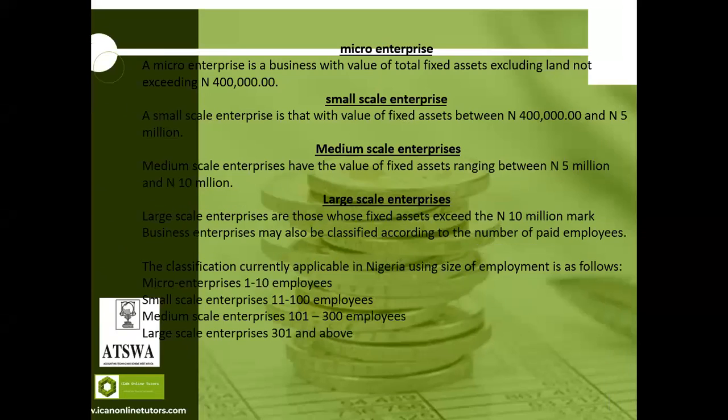If it is size, we use two: we use the value of their asset and we use the number of employees. In micro, it is not exceeding 400 thousand. In small, it is 400 thousand to 5 million. In medium, it is 5 million to not more than 10 million. In the large one, it exceeds 10 million.